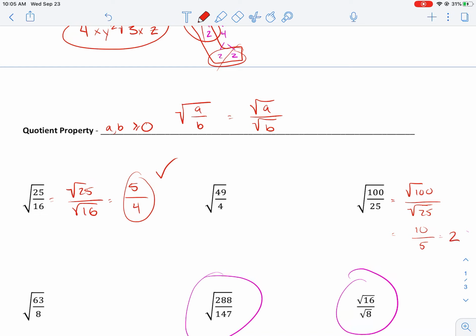Which is 2. Now, if you're also like, well, isn't 100 divisible by 25? Sure is. So, underneath the radical, you get 100 divided by 25, which is just 4. Square root of 4 is 2. So there's a couple ways you could do that one.